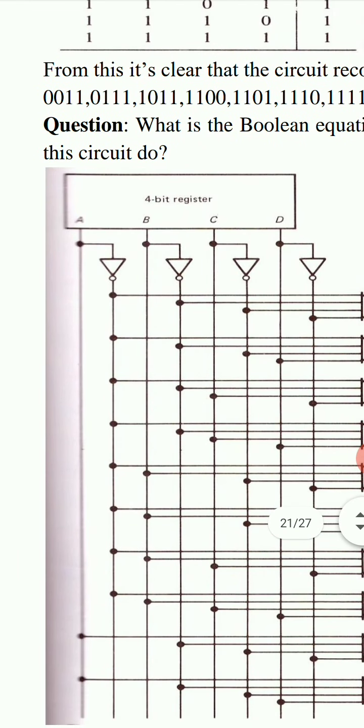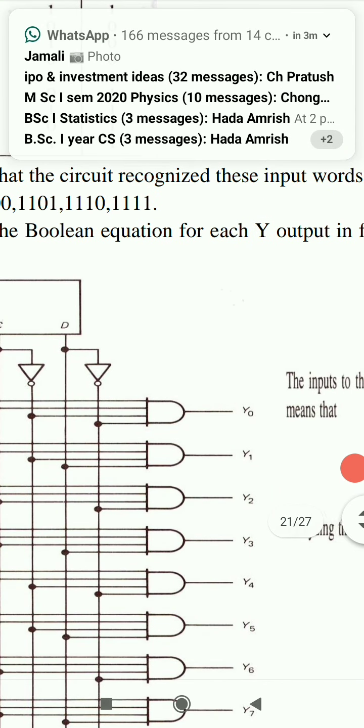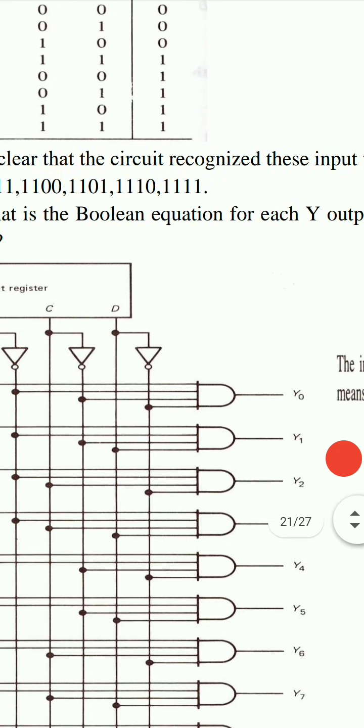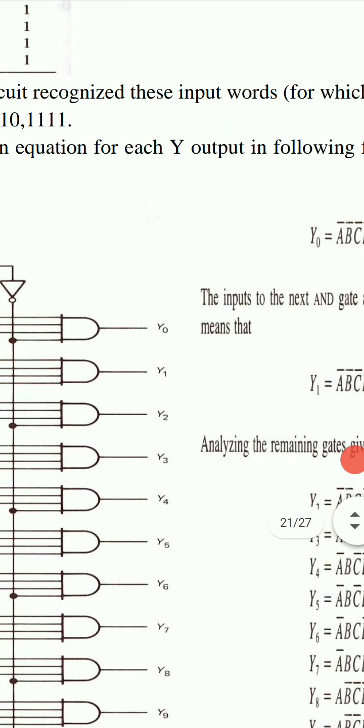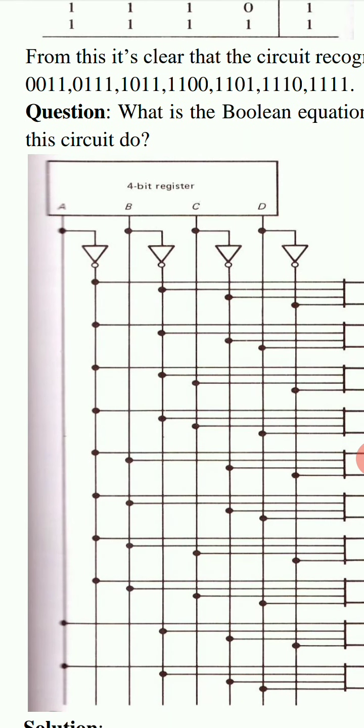Next question is, what is the Boolean equation for each Y output in the following figure? What does this circuit do? In this circuit, there is a 4-bit register which produces 4 bits that are A, B, C, and D. And there are 4 inverters. Inverter means NOT gates. There are 4 NOT gates.